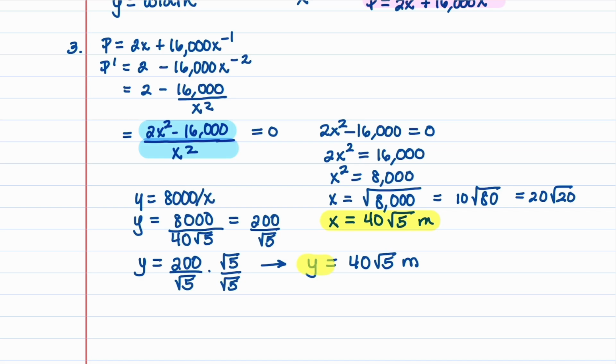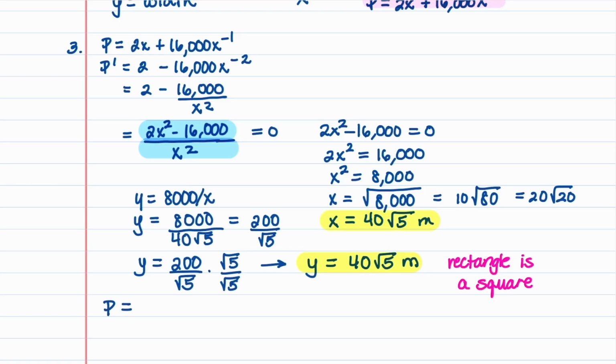And let's highlight that. Notice that x and y are the same. So let's just make a note that our rectangle is a square. Now, it may feel that we're done, but we're not done yet. What we need to do is find the minimum perimeter. So let's solve for p.